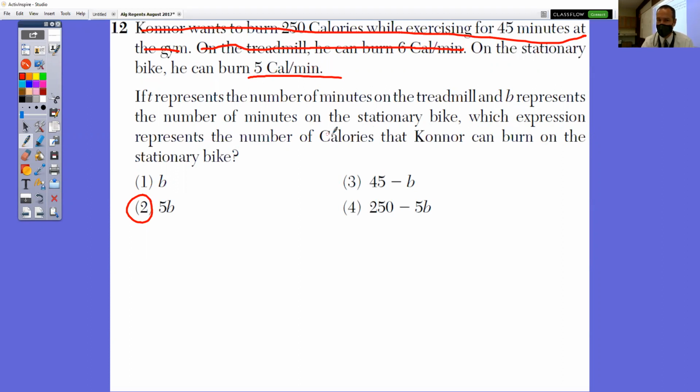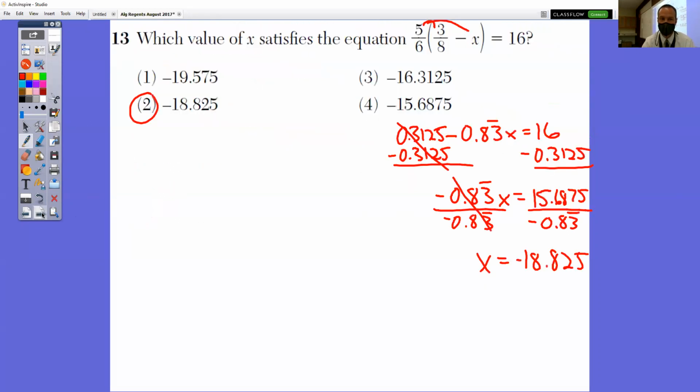On the stationary bike, he can burn 5 calories per minute. Which expression represents the number of calories that Connor can burn on the stationary bike? Well, on the stationary bike, he can burn 5 calories per minute, so 5 times the number of minutes. It says that B represents the number of minutes. So 5 times the number of minutes.